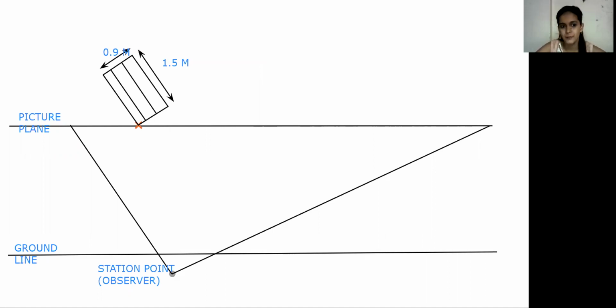Now moving ahead, you need to consider 4 points. Which 4 points? The point of the plan which is going to touch the picture plane, which I have already shown with the red cross mark. Then this point, and this point. You need to connect all these 4 points with our station point or observer. Now we are going to connect this line.